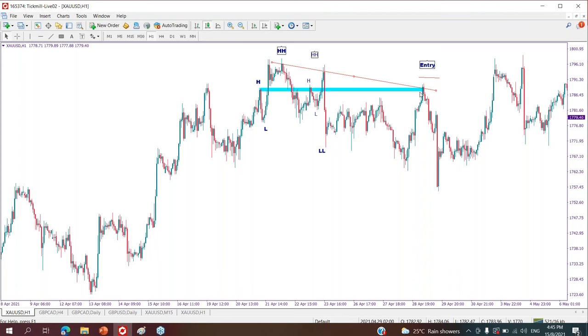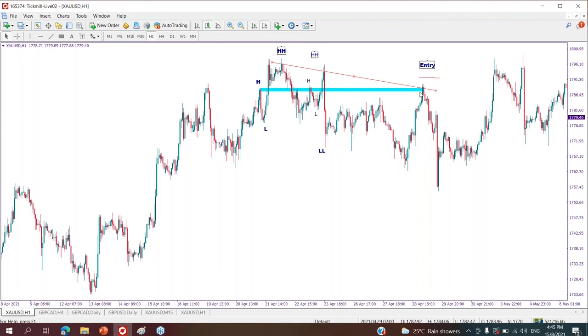The best time to do analysis is when the London market opens. Sometimes I do market analysis in the morning, but for me, during the London Open, I usually look for the setup, look for the opportunity.